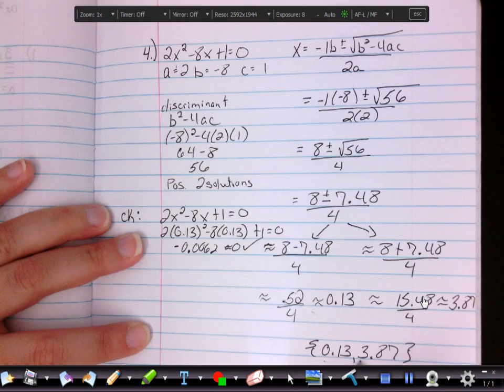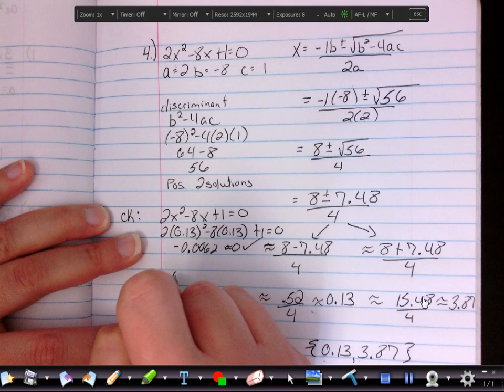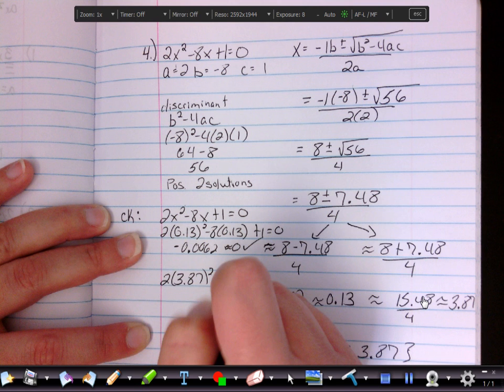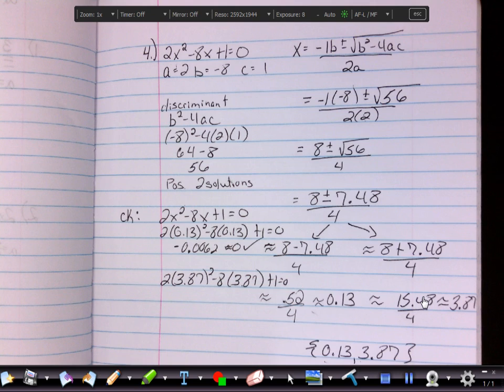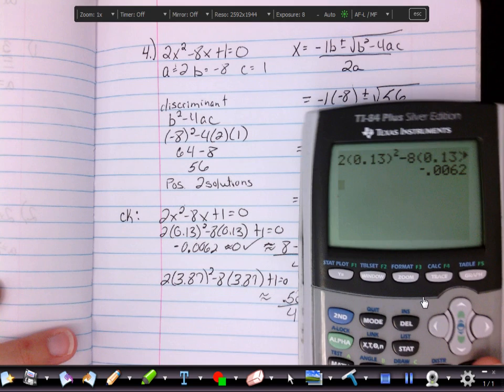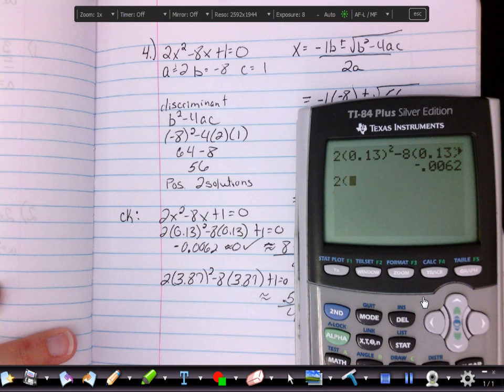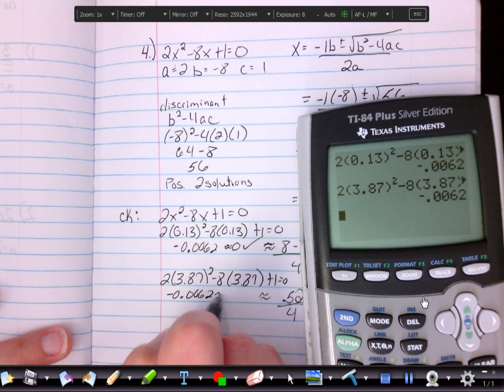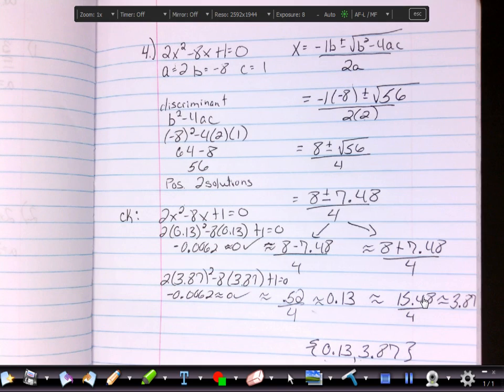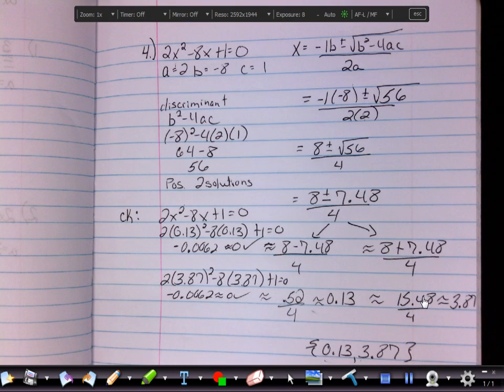Now I'm going to check with the 3.87. So everywhere I see an X, I'm going to put in a 3.87, and make sure that that gives me 0. So I'm going to use my calculator. 2 parentheses 3.87 squared minus 8 parentheses 3.87 plus 1. And again, it gives me the same thing, but I'm just looking for approximately. As long as it's very, very close, you're good. And it is. So there's my check for that one. Please make sure you have all the work and the check written for number 4 before you move on.